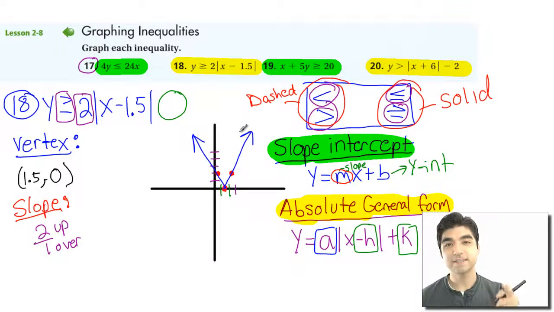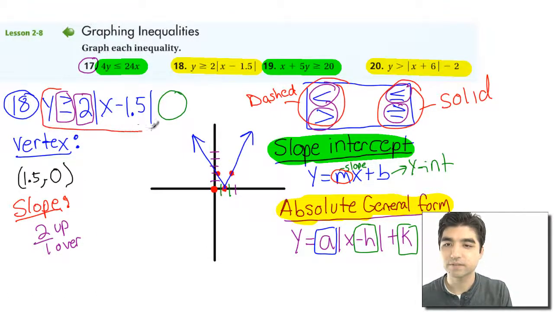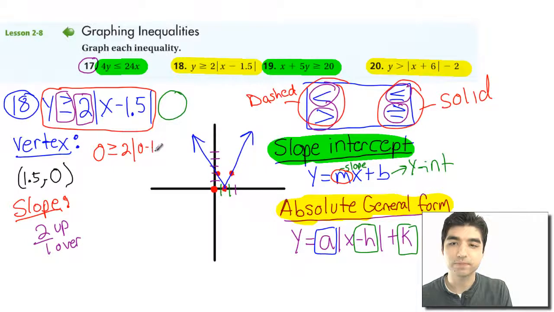The final step is to take care of the inequality part of it. So we need to figure out which side to shade. And we do that by using a test point. 0, 0 is available, so let's just use that. So I'm going to take our equation here and put 0, 0 in there. So we got 0 is greater than or equal to 2 times the absolute value of 0 minus 1.5.